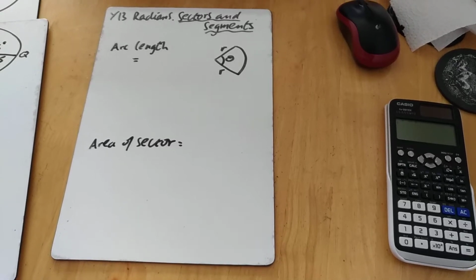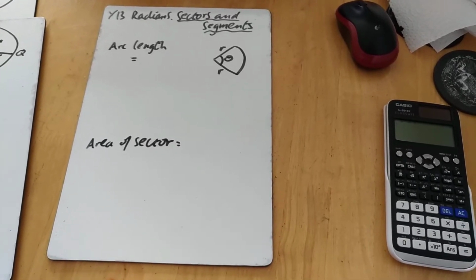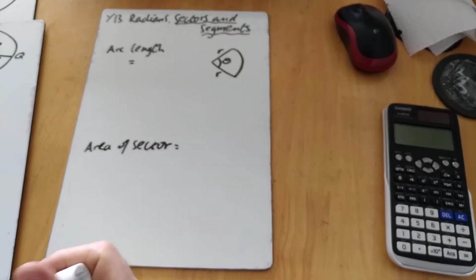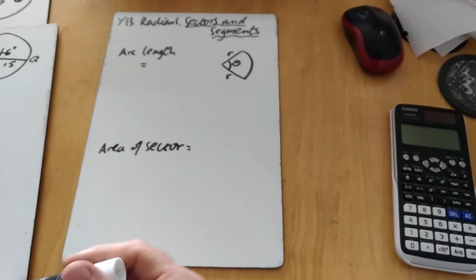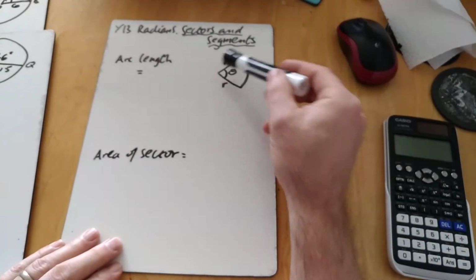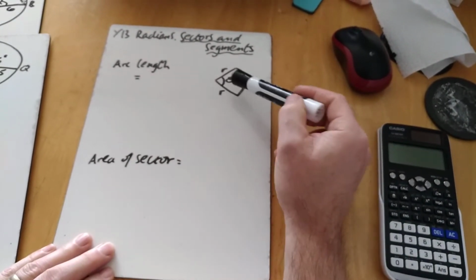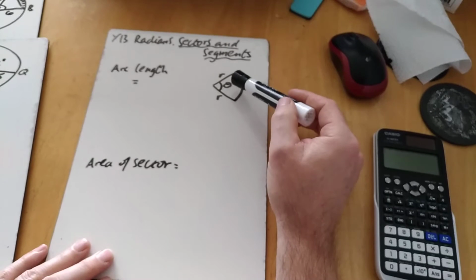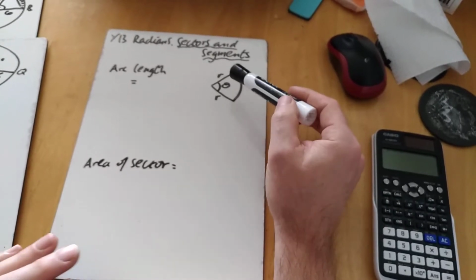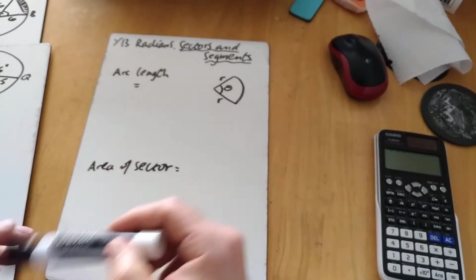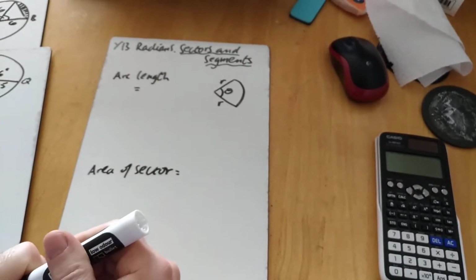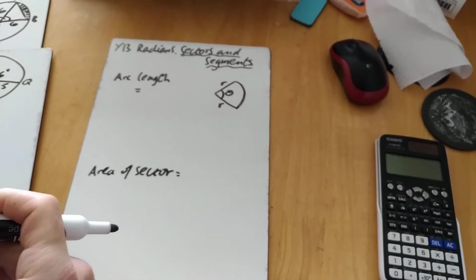Good morning. We're going to be continuing our work on radians from year 13, looking at how we use radians when we're dealing with sectors and segments. I've got a drawing of a sector here, a chunk of a circle, radius r, angle theta, which could be in either degrees or radians. And then we're going to be looking at how to work out the arc length and the area of that chunk. There's a few things we need to know, formula-wise, but let's show where they come from.